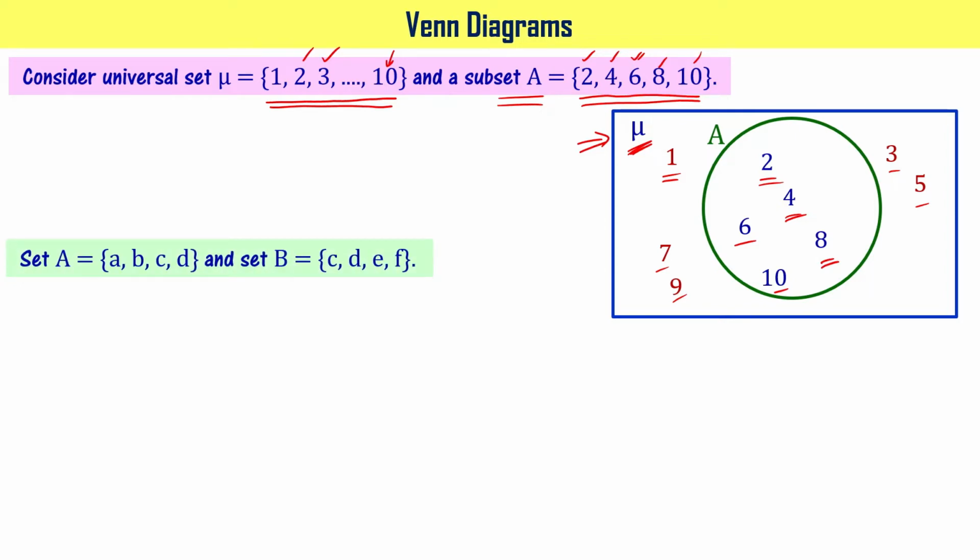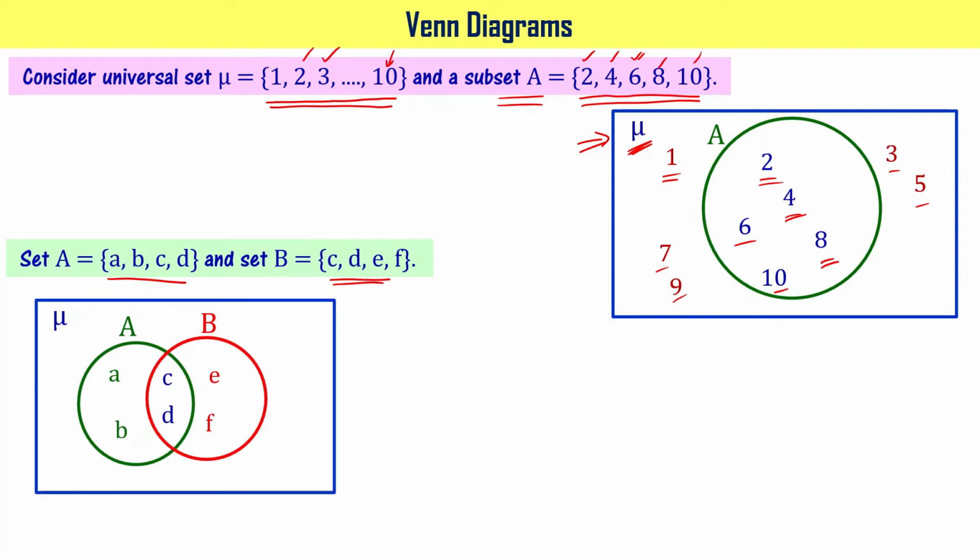Set A has elements A, B, C, D here, and set B has elements C, D, E, F, right? You can represent these two sets in pictorial form, right? When you do that, the universal set is denoted using mu, and A is denoted using a green color circle, and B is shown using a red color circle, right? If you look at the figure, it says that C and D are common to both the sets, right?